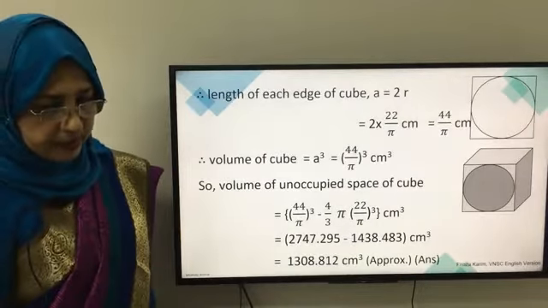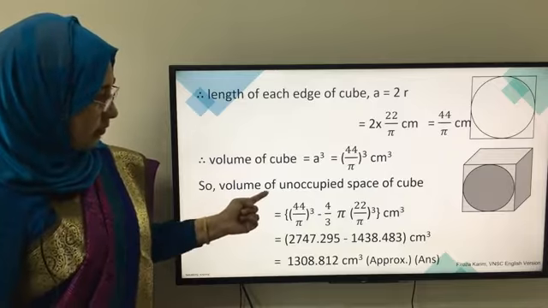we can find the volume of the cube. a cubed equals what? 44 by pi whole cubed cubic centimeter. That means at this point we got the volume of the spherical ball and the volume of the cube. If there is any difference between these two volumes, then that should be the volume of the unoccupied space of the cubical box.